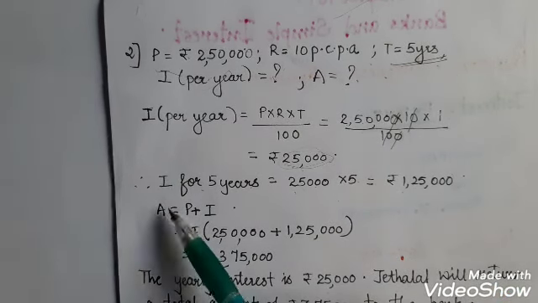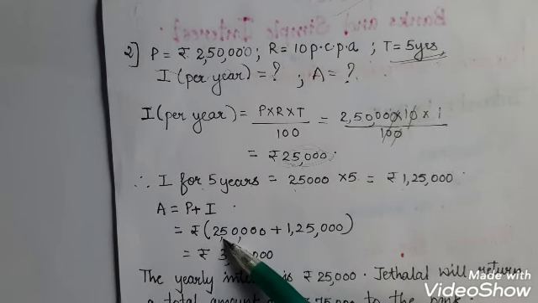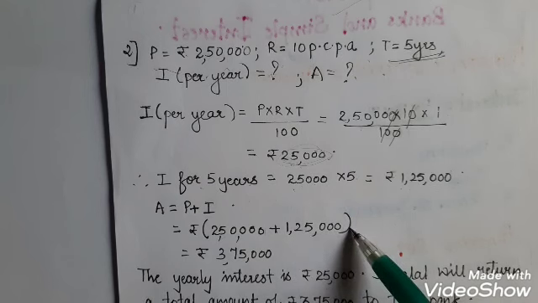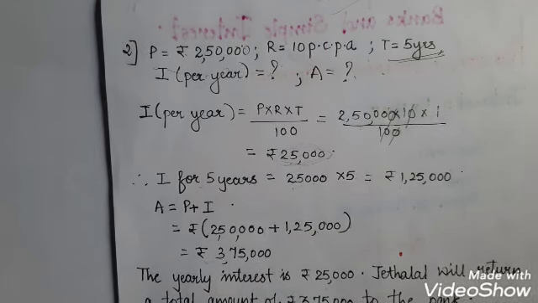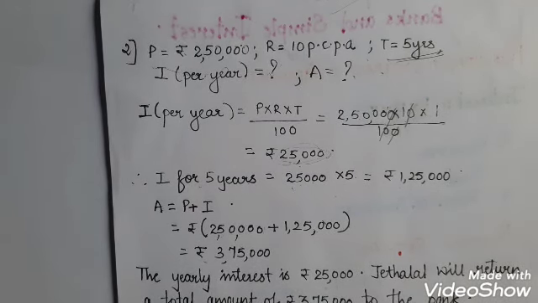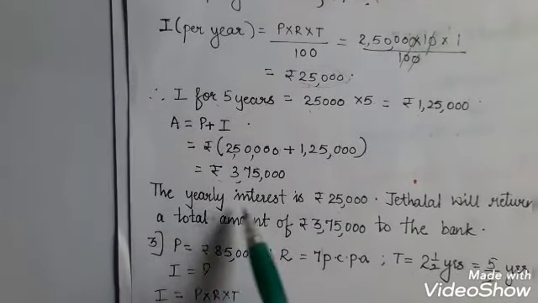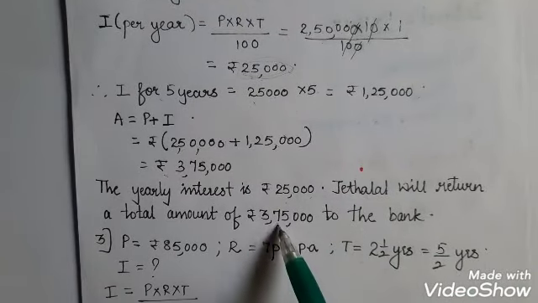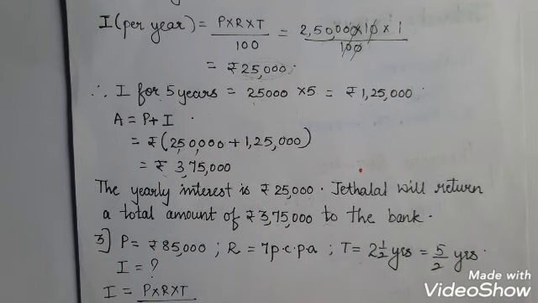Now we will find the amount. Amount is principal plus interest. So principal is 2,50,000 plus interest is 1,25,000. You add it up, you get the answer as 3,75,000. So Jethalal pays yearly interest of rupees 25,000 and he will return rupees 3,75,000 to the bank. Okay. Next, the third sum.